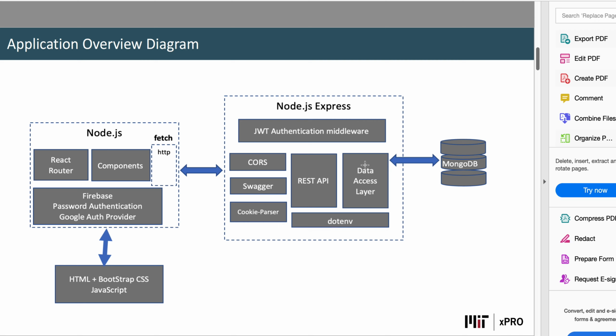The data access layer is used to separate the database operations away from the API function logic, and the data access layer interacts with the MongoDB database.